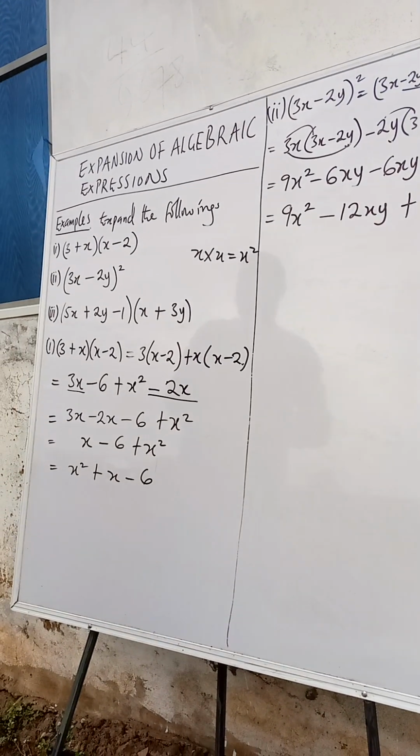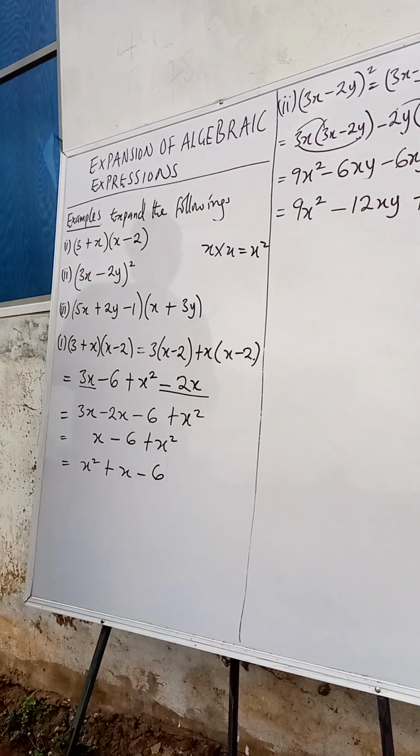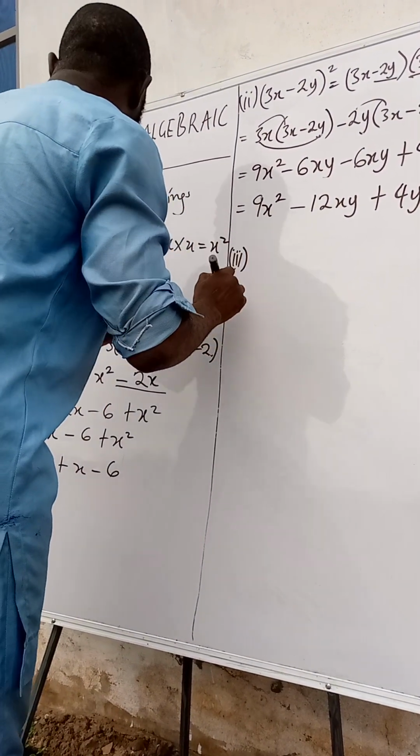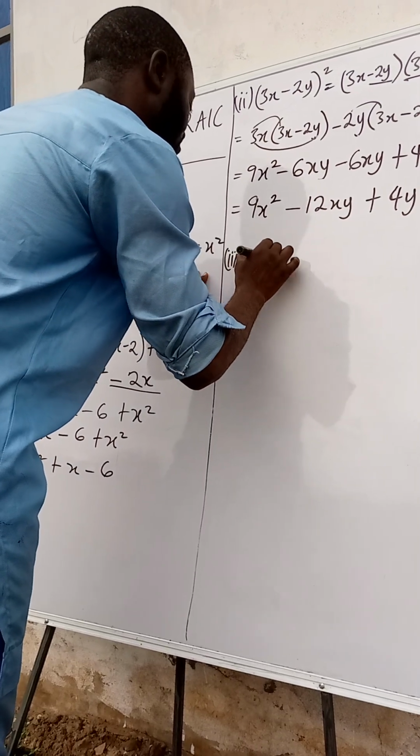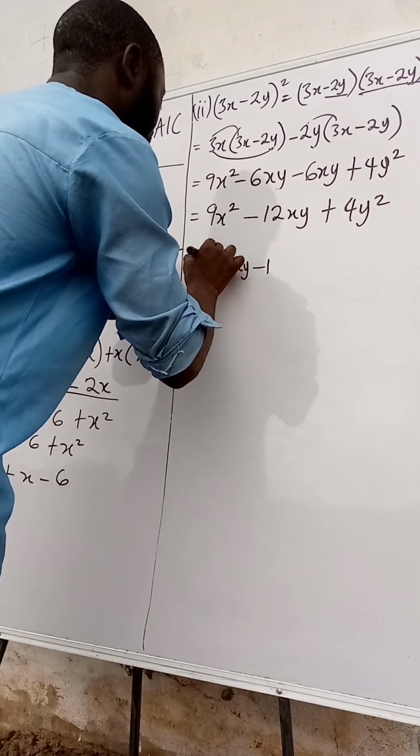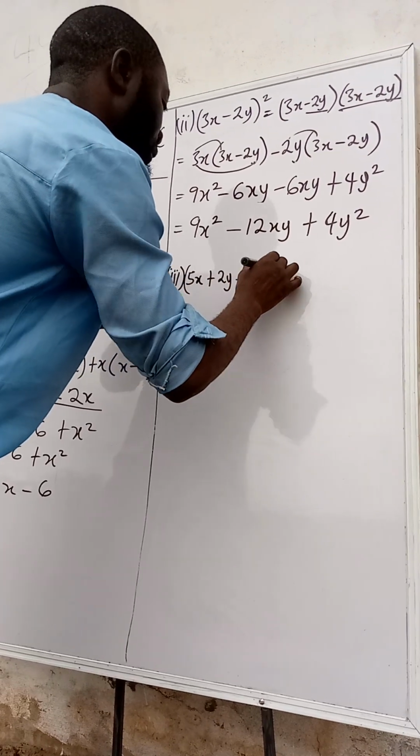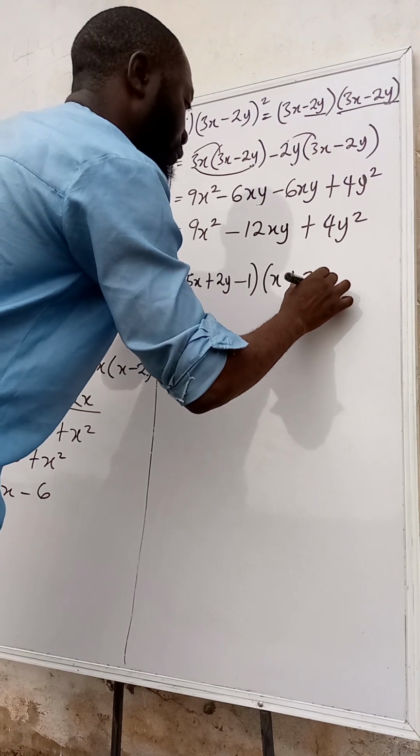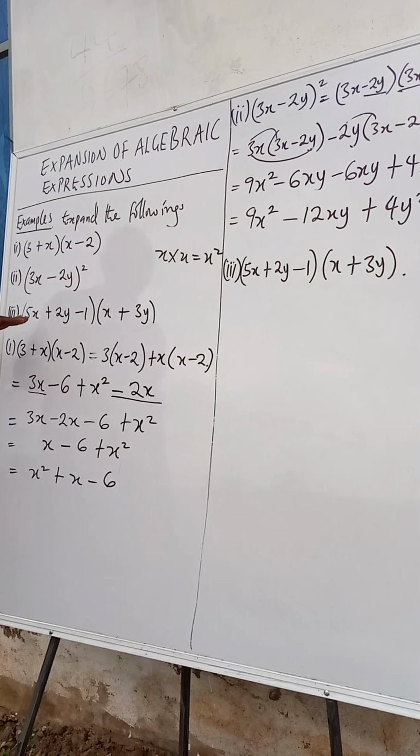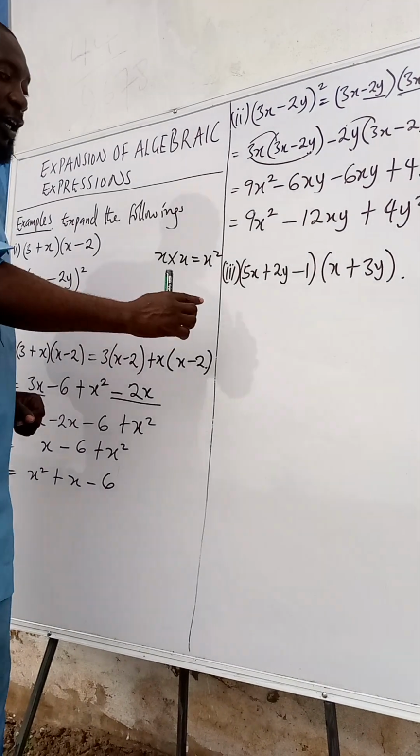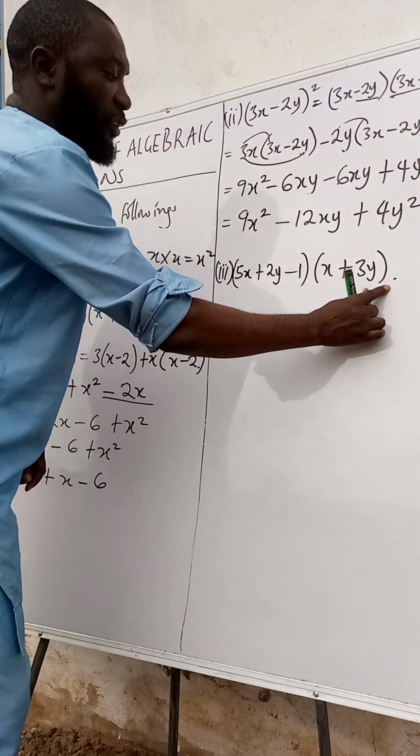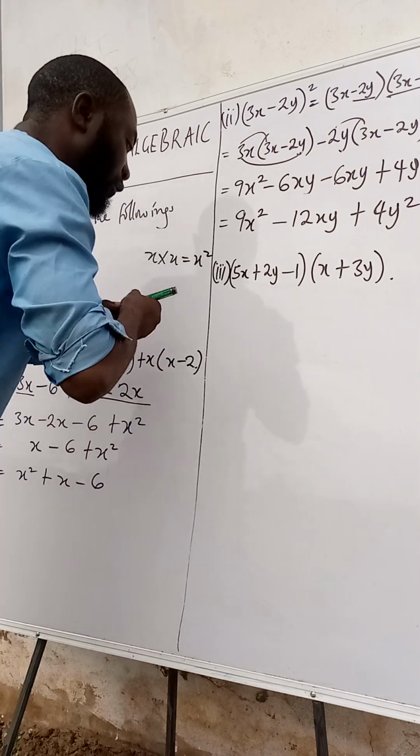Okay, where is the second one? The last one. Here is the third one. We have (5x plus 2y minus 1) multiplied by (x plus 3y). So just like the other examples, here you are using this 5x to multiply everything here, plus 2y to multiply everything here, and minus 1 to multiply everything. So now let's do that together.